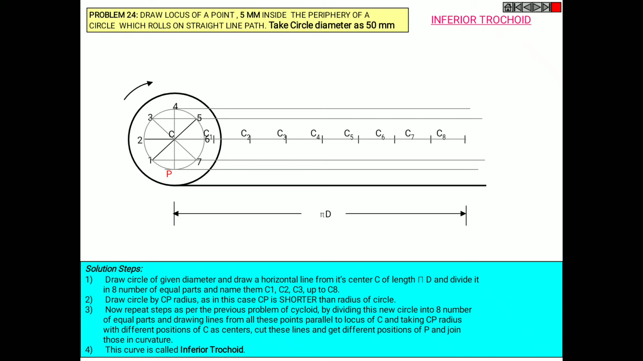Now taking C to P as your measurement in your compass, mark the arcs from C1 on the one line, C2 on the second, C3 on the third and so on up to C8 on the 8th, nothing but the P line.